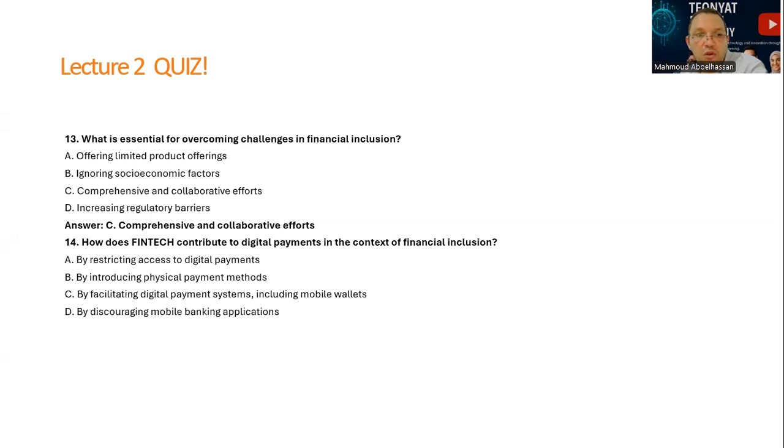How does fintech contribute to digital payments in the context of financial inclusion? By restricting access to digital payments? No. By introducing physical payment methods? No. By facilitating digital payment systems, including mobile wallets? Yes. By discouraging mobile banking applications? No way. So the right answer is C.